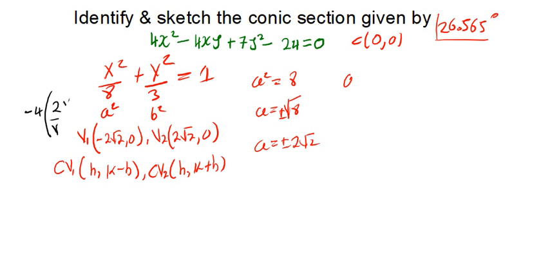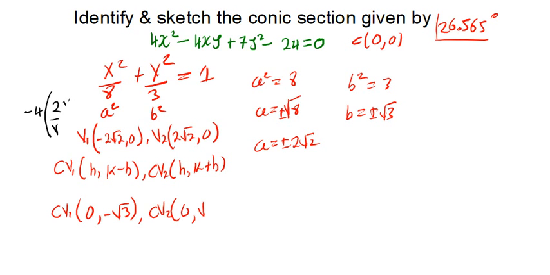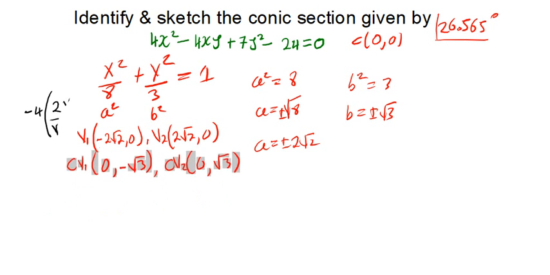Considering the fact that b squared is equal to 3, b is equal to positive or negative the square root of 3, of which I can say my cv1 will be 0 comma, what's my k, it's also 0, minus b, which is minus the square root of 3. Then my cv2 will be 0 comma positive the square root of 3. So I can place them there. So let me look for the focus.